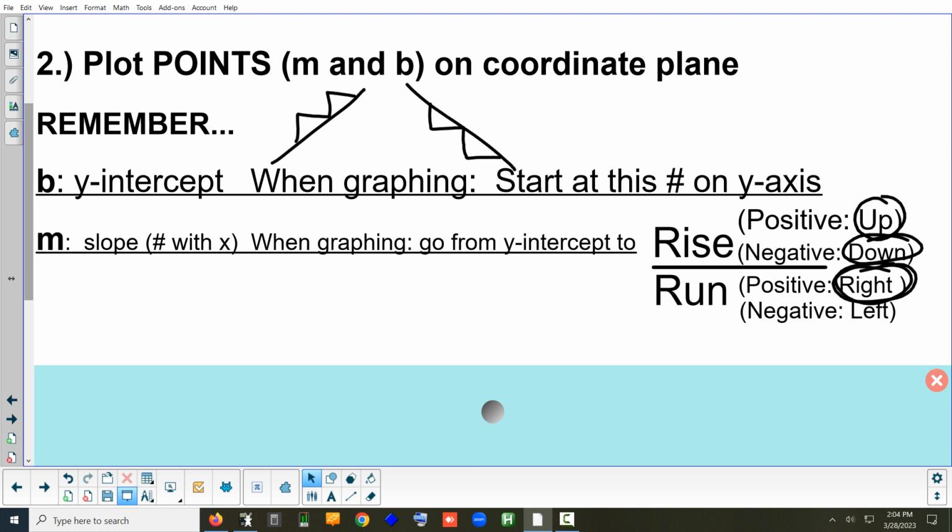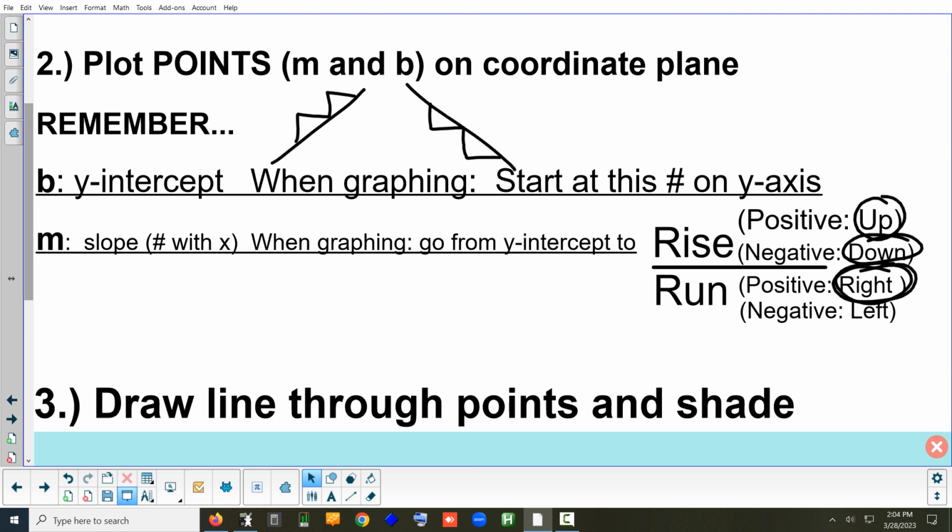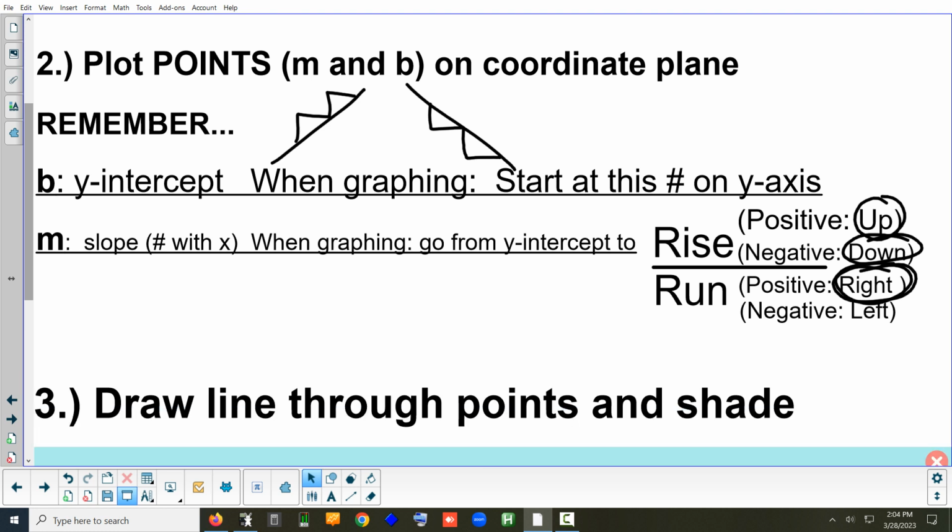So you guys have a spot where it says rise over run. I had to put it on the next line because I didn't have enough room to put it next to it. And the last step is once you have a couple points, you're going to have something like that. Maybe you'll even do more points. Depends how many you want to do. We're going to draw a line through those points, and we're going to shade.